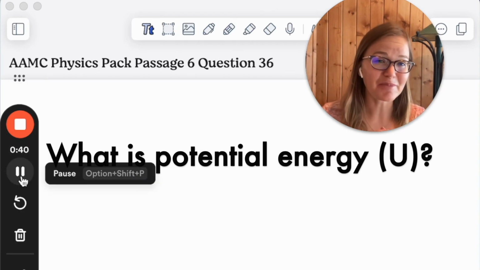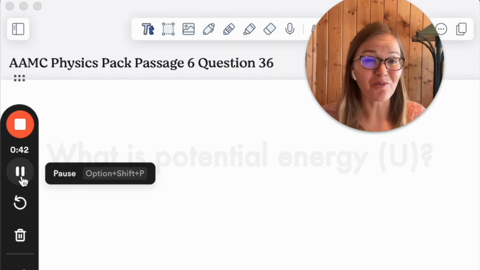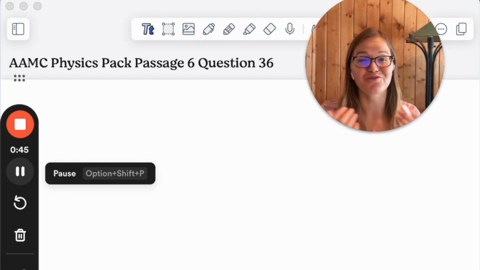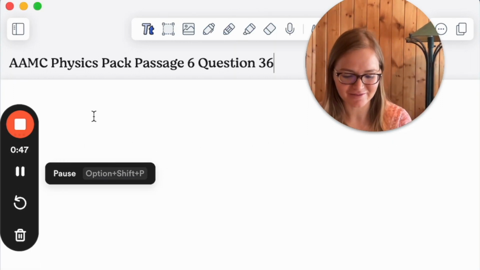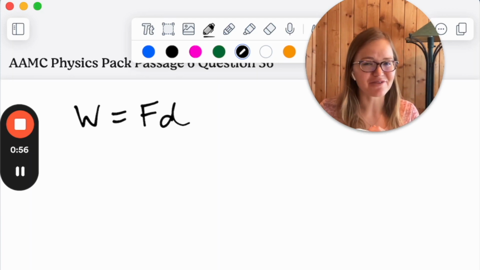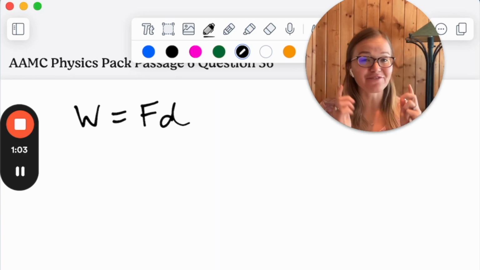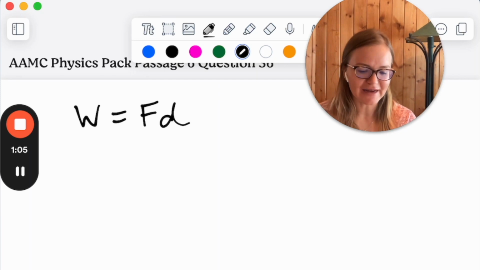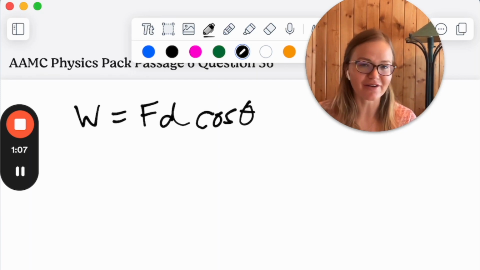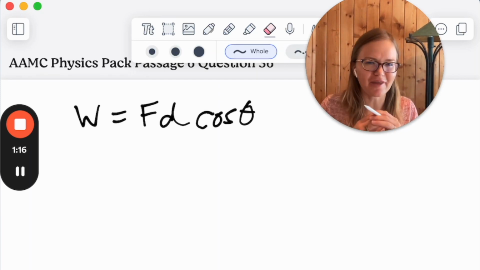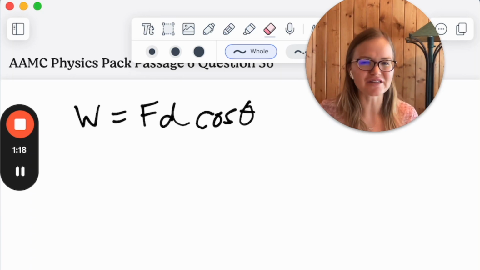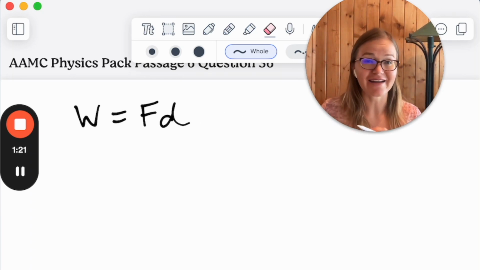energy? And to understand what potential energy is, you have to first understand what work is. Remember that work is just a force applied over a distance. So that's a very important equation to have in your deck for the MCAT. And remember, sometimes if that force is applied at an angle, you would add a cosine theta onto here. But for our purposes, we're not going to worry about that cosine theta here. We're just going to talk about work in general. Okay, so work is force applied at a distance.